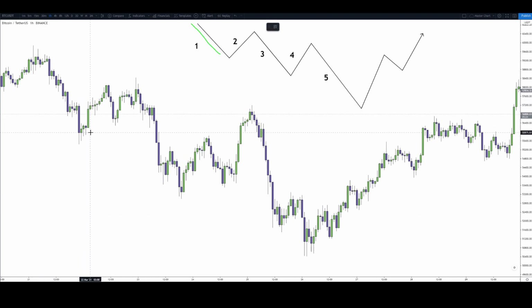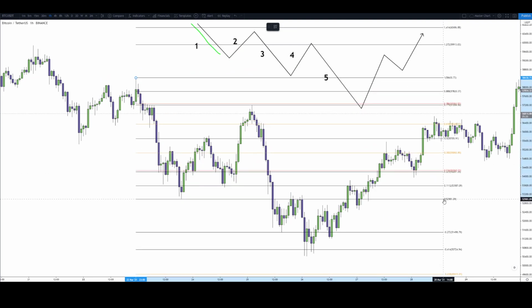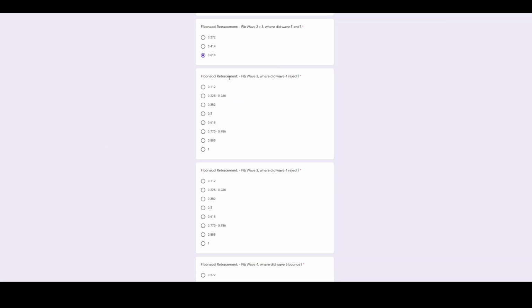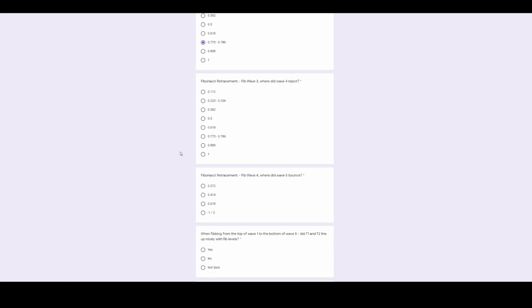So wave 1, 2, 3. We want to fib wave 3. Where did it reject? This time it was cleanly off the 786. Very cleanly. Alright. So 786, or 775 if you're using my exact ones, as well as 786. Fib wave 4.